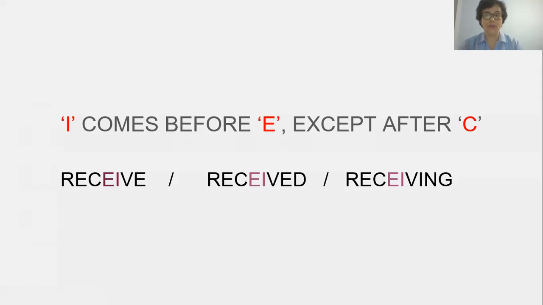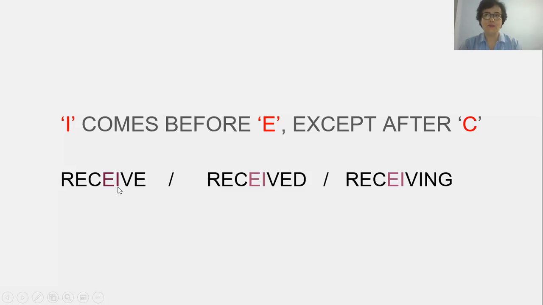I comes before E. So whenever you have a word that has I and E close together, always remember that I has to come before E, except if there is a C just before the I and E. If there is a C, then it becomes EI and not IE. As you can see on your screen, there's a C here for receive. Because of that, it is not I and E, but E and then I.